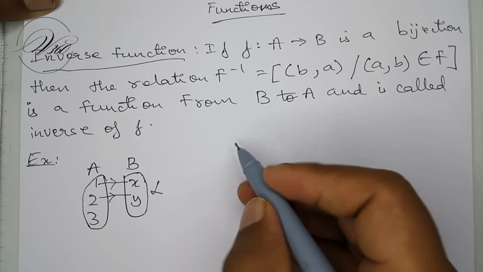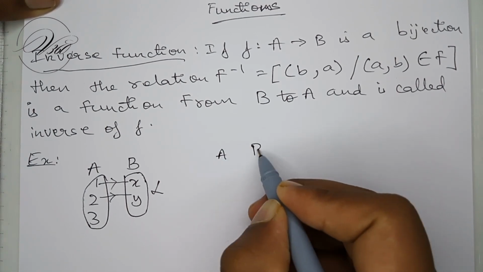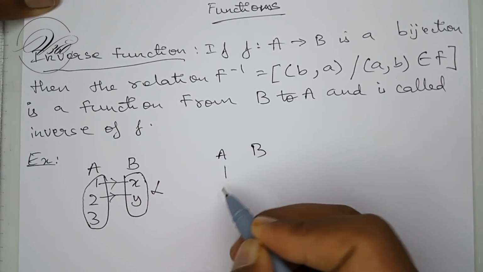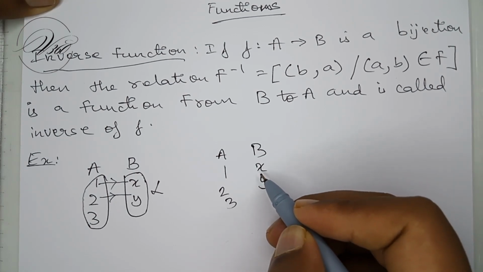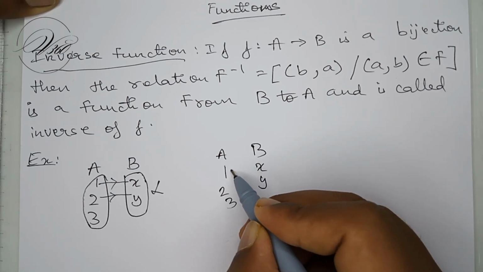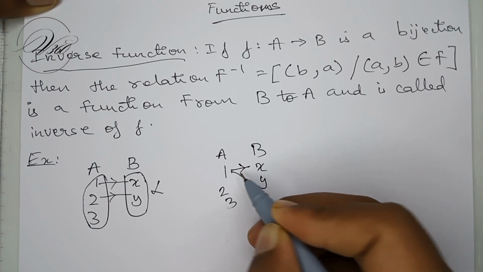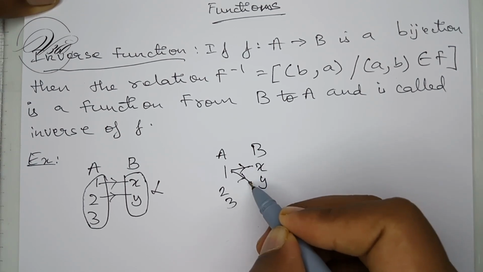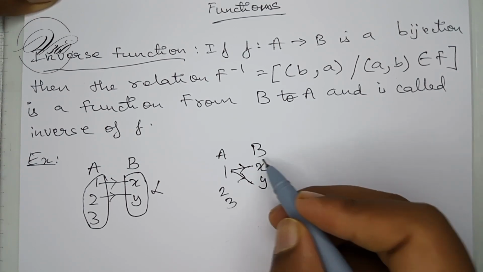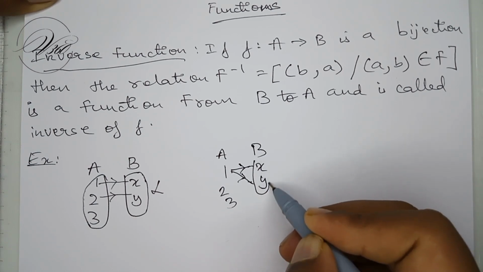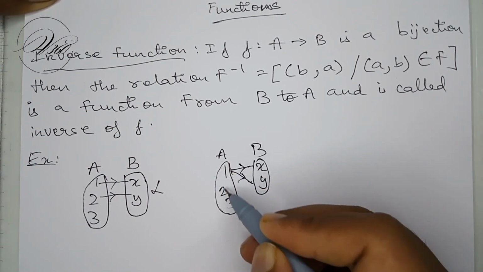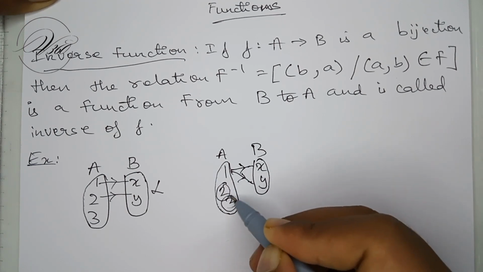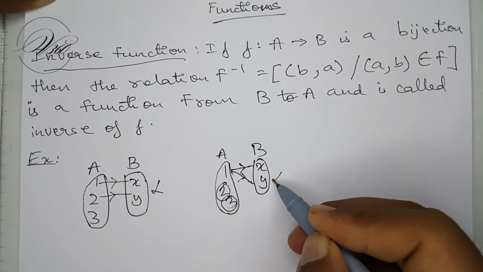Okay. Now another A and B, two pairs, 1, 2, 3 and x, y. We can take two images here like this. Okay, these two are remaining, so again it is not a function.